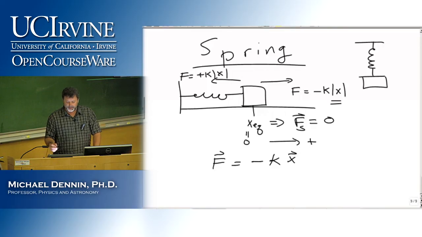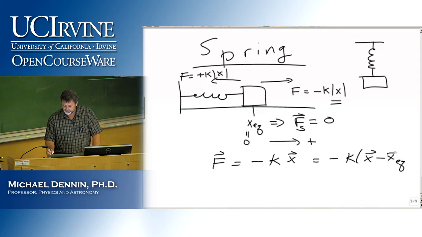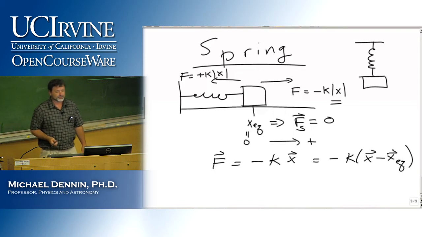A more common way to write it often is we don't worry about x equilibrium being 0. It can be whatever it is. And we write it relative to the equilibrium position.